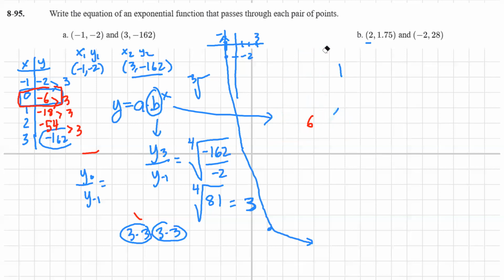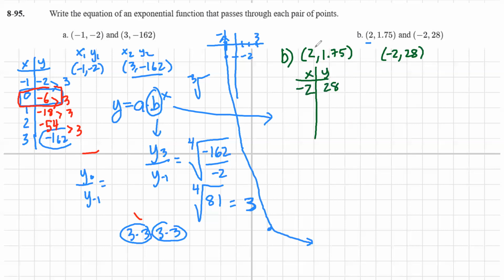Let's do one more example, even though it's going to be a fourth root, and I wish it was a different root. Let's go for this color. Okay. So for B, let's try B. 2, 1.75. Ooh, we got a decimal. And negative 2, 28. Okay, which one comes first? This one, right? Negative 2, 28. And then negative 1, 0, 1, 2.